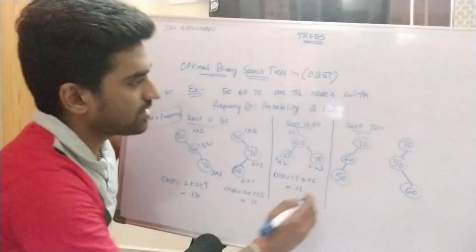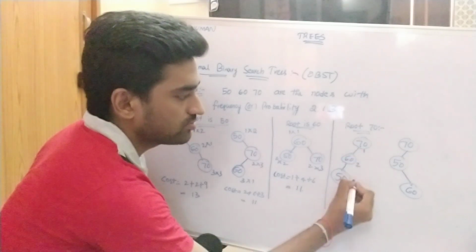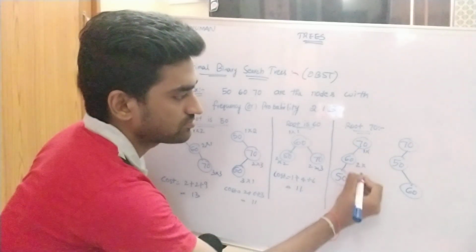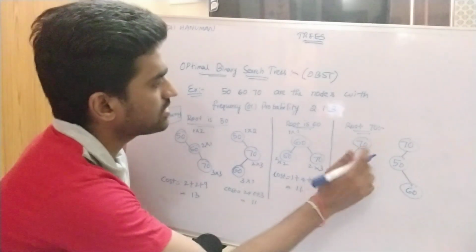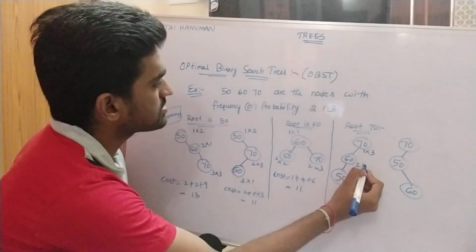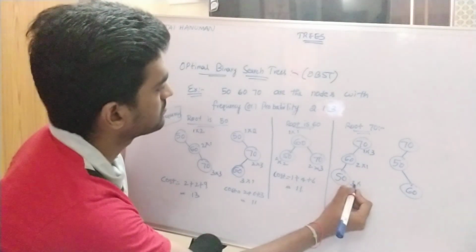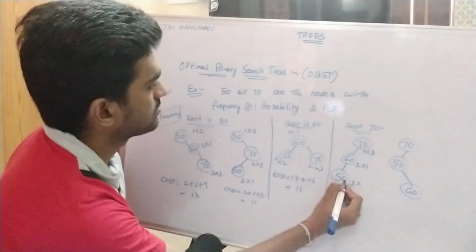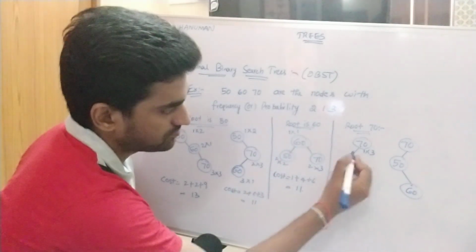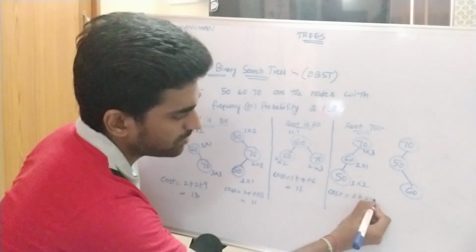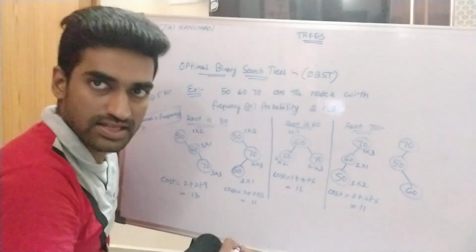Here I am considering this one. Level 1, 2, 3. Here I am calculating the cost of this tree. What is the frequency for 70? 3. What is the frequency for 60? 1. What is the frequency for 50? 2. So the cost of this binary search tree is 3 plus 2 plus 6, which is equivalent to 11.